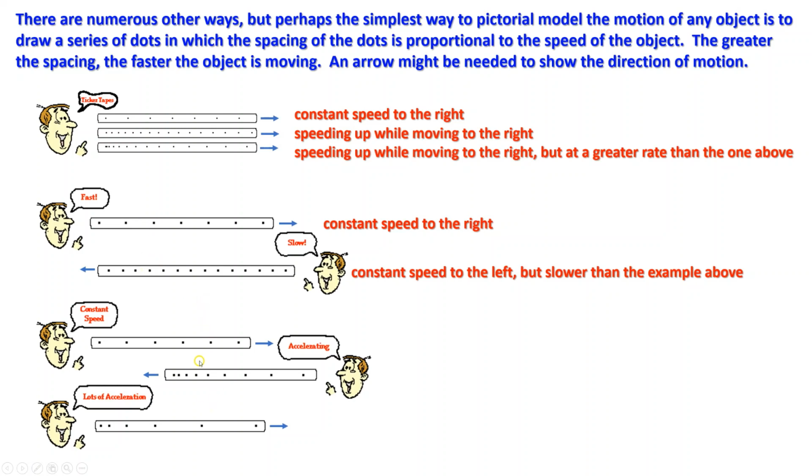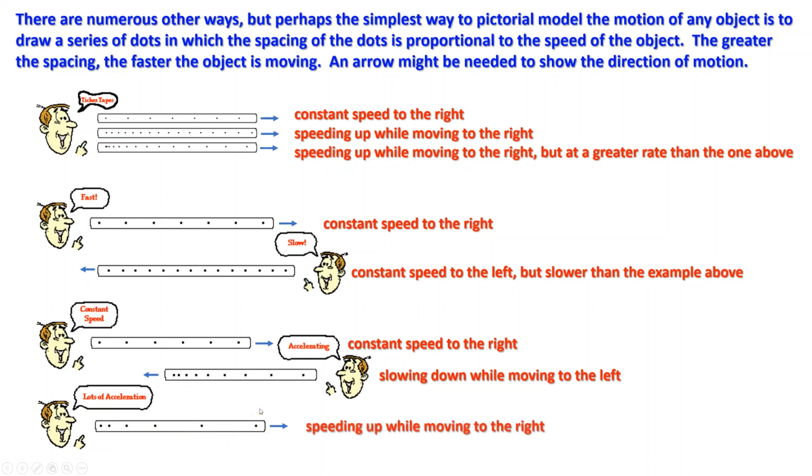Our final 3 show a constant speed that's greater than some of the other constant speeds we've seen. We see moving to the left, dots getting closer together, so that's slowing down while moving to the left. And then we see dots getting further apart as we move to the right, so that's speeding up while moving to the right. So out of all the different ways we can pictorially model the motion of an object, the dot diagram is generally considered to be the simplest way to do it.